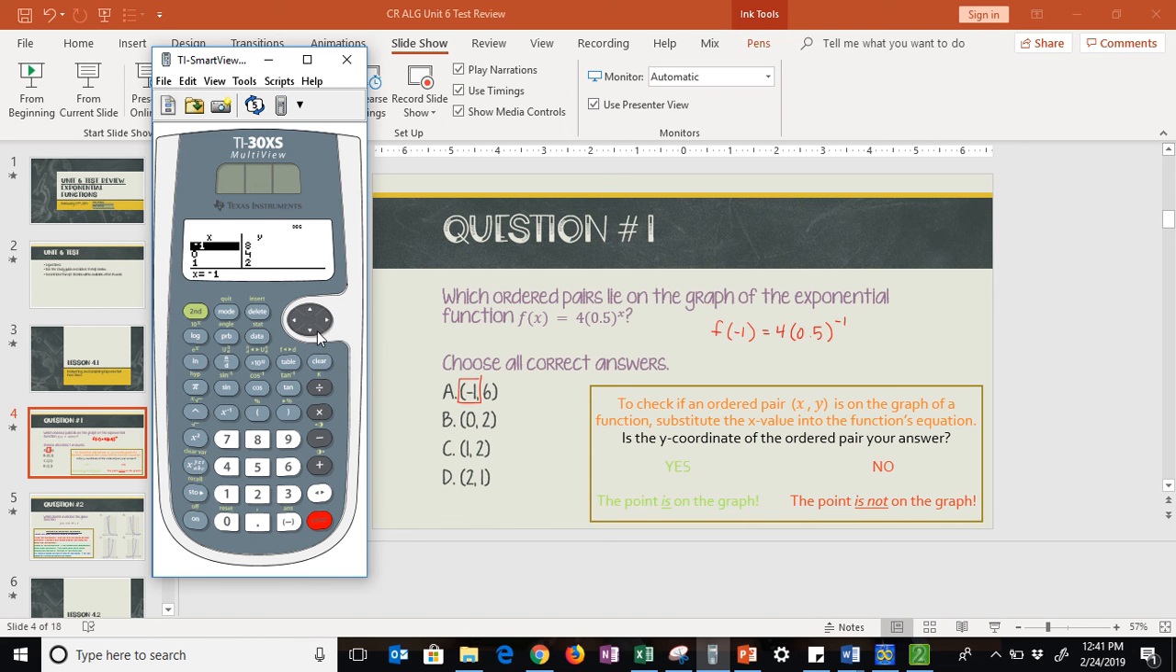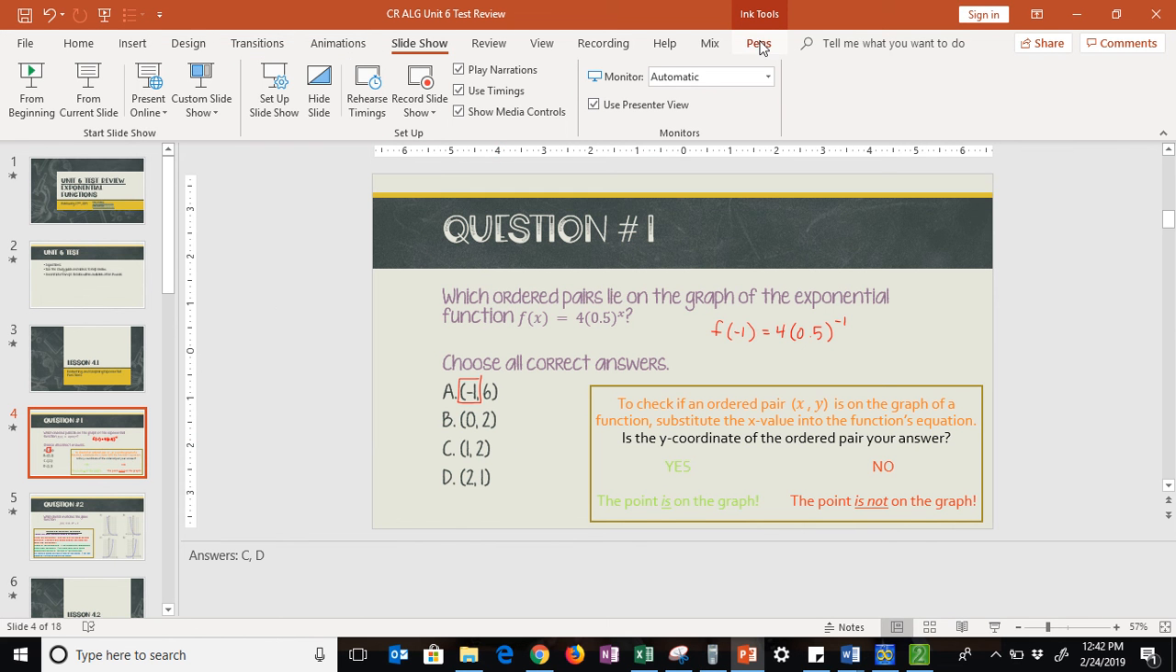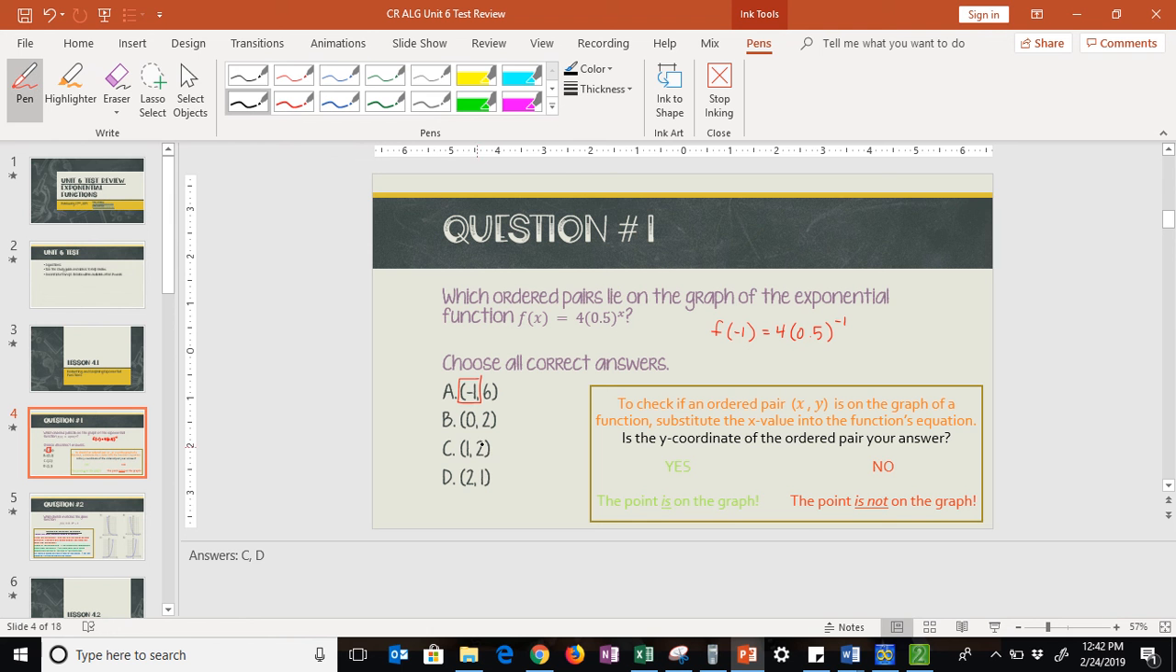So 0, 2 was my next answer choice, but look at 0, when I evaluate, I get 4. When I go to 1, I get 1, 2, so C would be an answer. And then my last choice there, my x coordinate of 2, my y value is 1. So C and D are both answer choices. Okay, so A and B were not. You can use your table to check, or you could have just kept going.